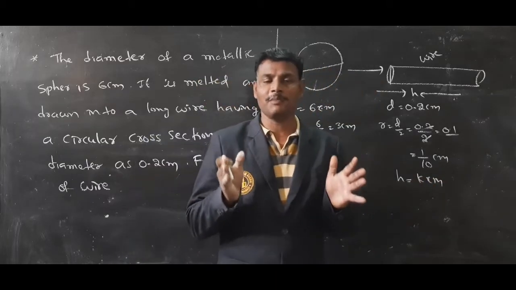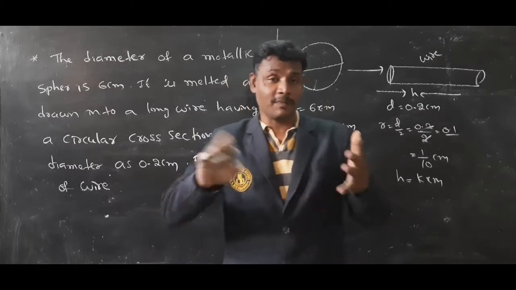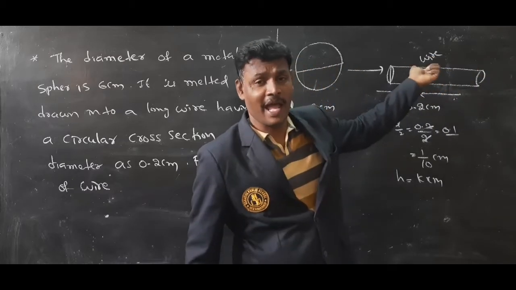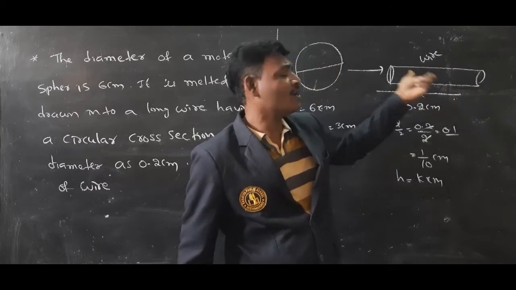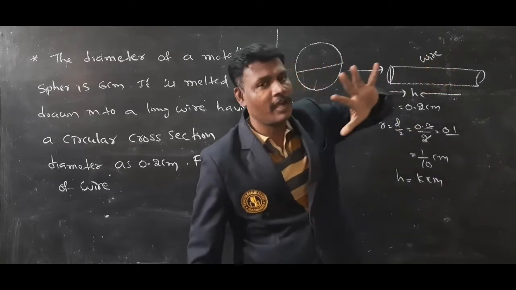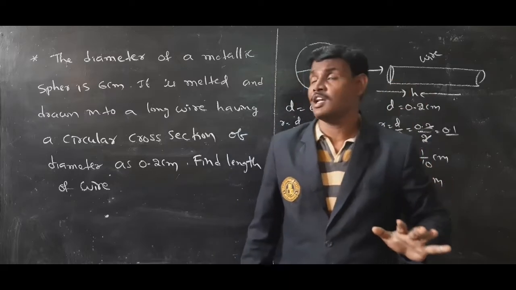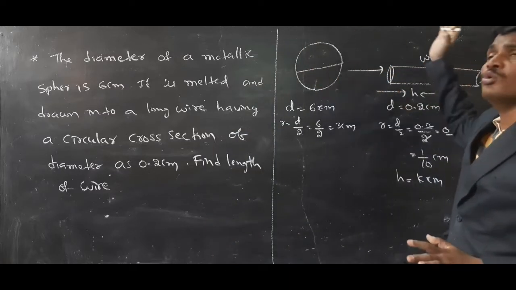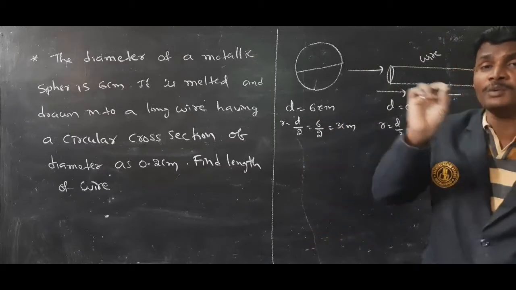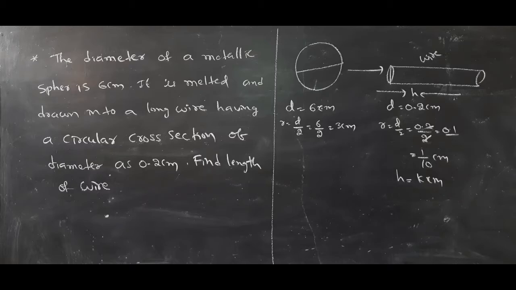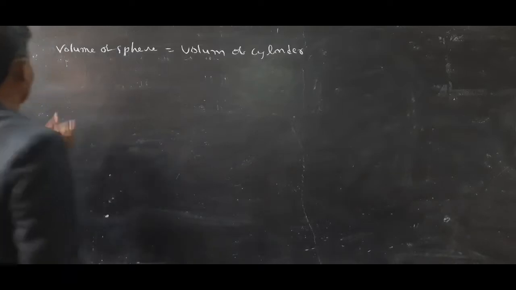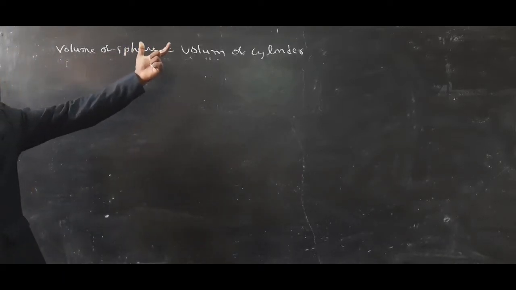Here one metallic sphere is there. He melted that sphere and cast it into a long wire having thickness or diameter of 0.2 centimeters. I don't know the length of that wire. This wire is in the shape of a cylinder. So what is the conversion here? Conversion is sphere to cylinder. Before the conversion and after the conversion, what remains the same? Volume remains the same. So volume of sphere is equal to volume of cylinder.